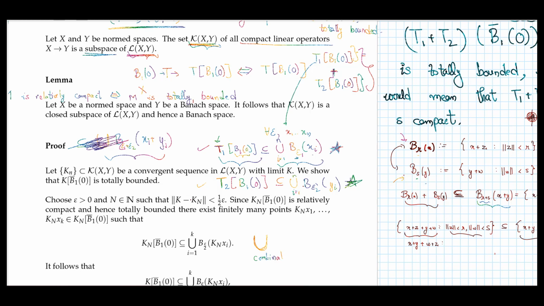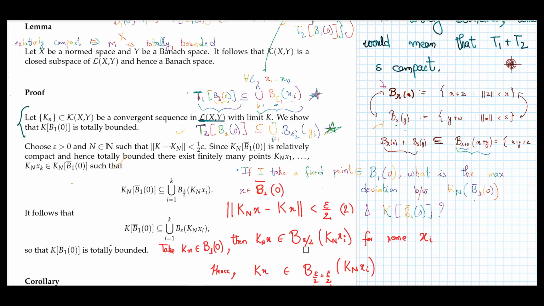I'm writing combinations because these are different balls, so you have, say, these balls and these three different balls here. Now I need to add this to this, this to this, and so on, for all such combinations. So I'm saying the combinations of balls is the ball around x_i plus y_j with radius epsilon, and this holds true. We just go back to the analysis concepts and we can see that the addition of these two would be completely contained within this, and thus I can say that T1 plus T2 is also a compact operator.